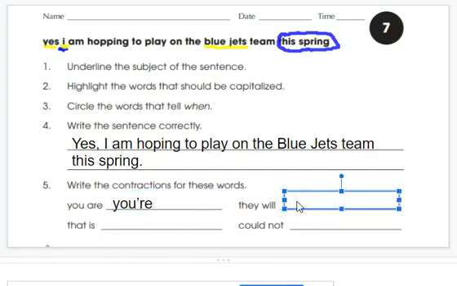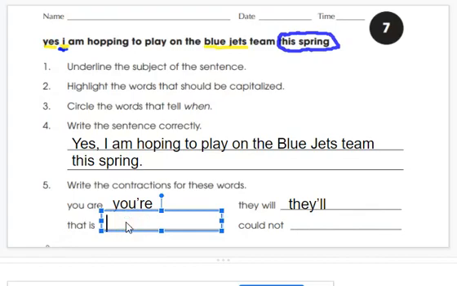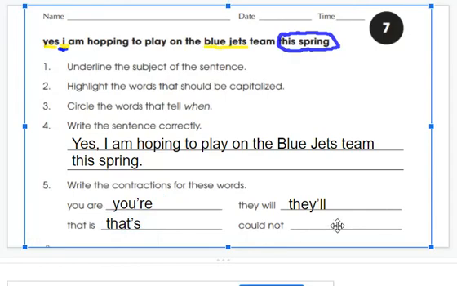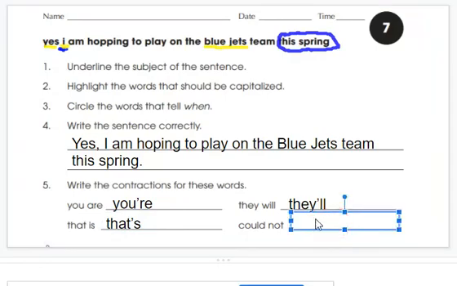Okay, let's go on to they will. How do you make that one word? Well, it's they'll. T-H-E-Y apostrophe L-L. They'll. How about that is? What contraction would you do for that? Well, it's that's. T-H-A-T apostrophe S. That's. And finally, could not would be couldn't.